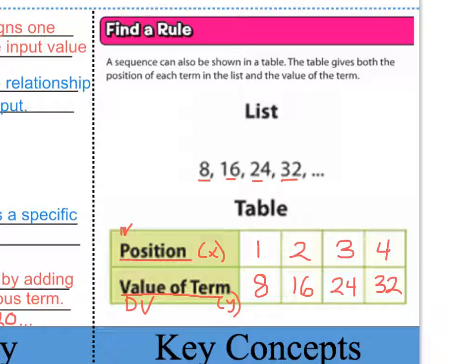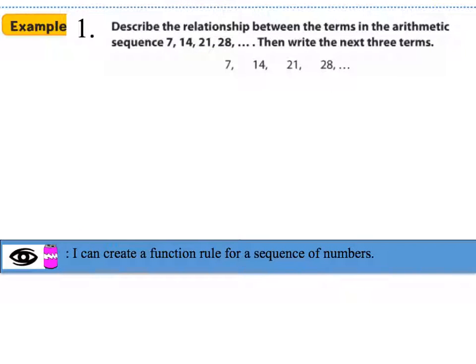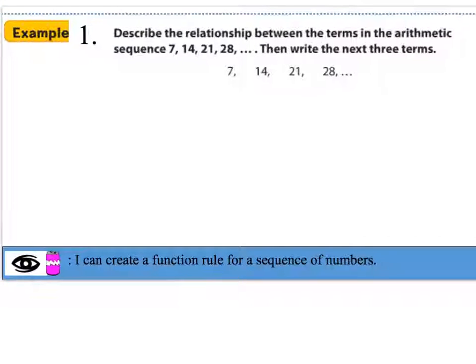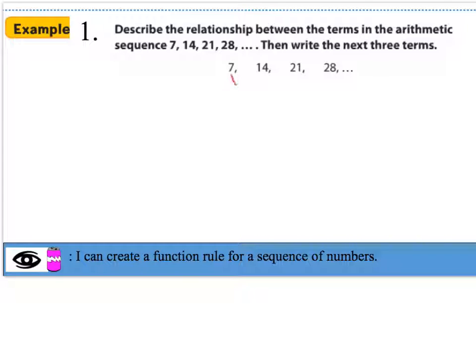So let's use these key concepts to discuss the following examples. For example 1, it says describe the relationship between the terms in the arithmetic sequence 7, 14, 21, 28, and so on. Then write the next 3 terms. So we know that this is a sequence because there's a specific order to these numbers. So if I go from 7 to 14, I'm adding 7. If I go from 14 to 21, I'm adding another 7. If I go from 21 to 28, I'm adding another 7. So my rule is let's keep adding 7 to the previous numbers.